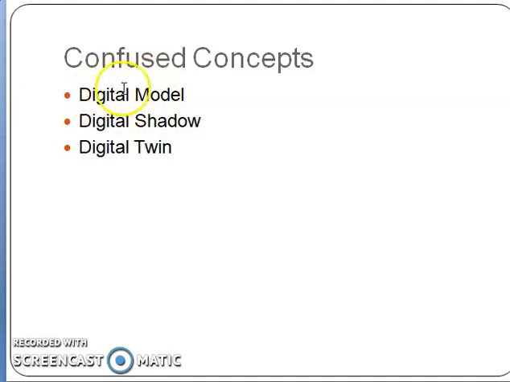Then there are certain other concepts like a digital model, digital shadow and digital twin. In a digital model, there is no interaction between the real and the actual entity. In a digital shadow, there is a one-way communication. That means the data will flow from the original device to the shadow, but from the shadow we cannot communicate with the real device. And in a twin, there is a two-way interaction between the real entity and the twin.